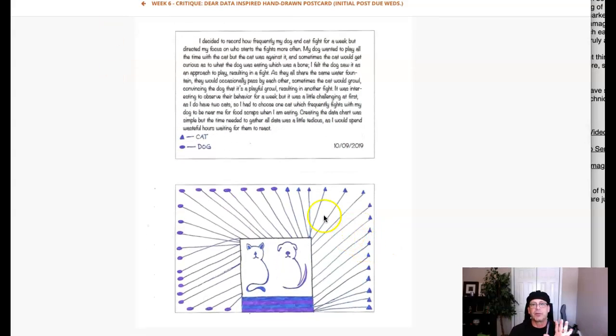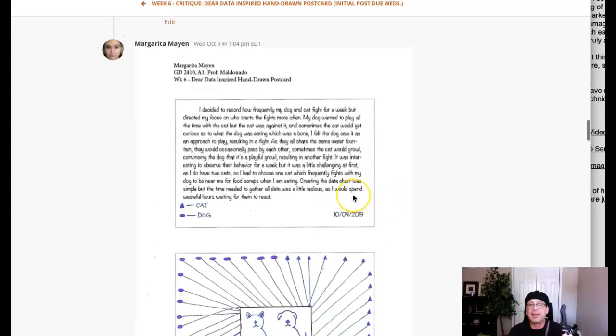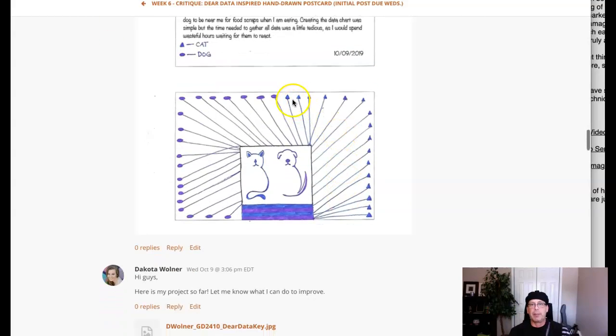Okay, so that said, I think that yes, this is a really good idea. But right now, all you're saying here is, I think we can add more information, Margarita. So right now you're saying, okay, this is how many fights your cat starts, and this is how many the dog starts. It kind of looks like it's pretty evenly distributed.